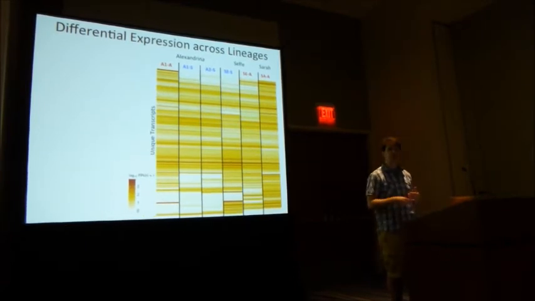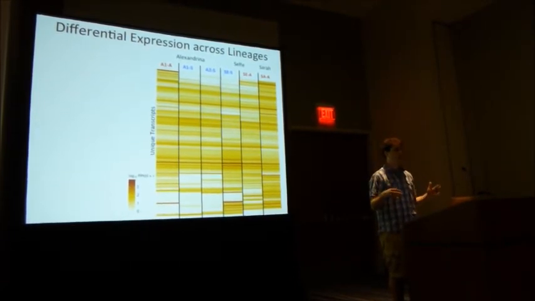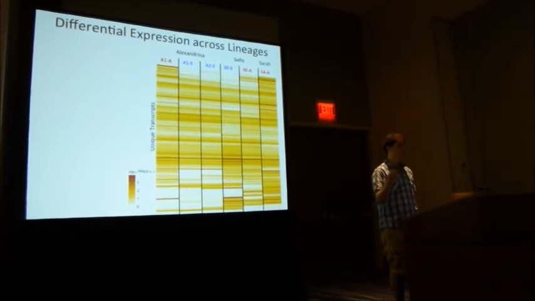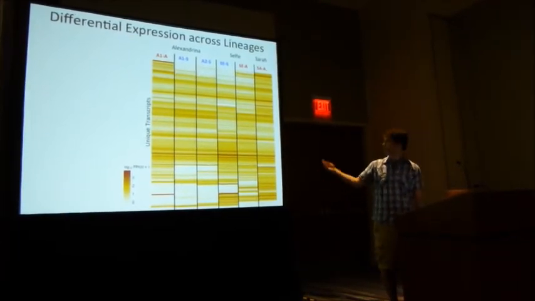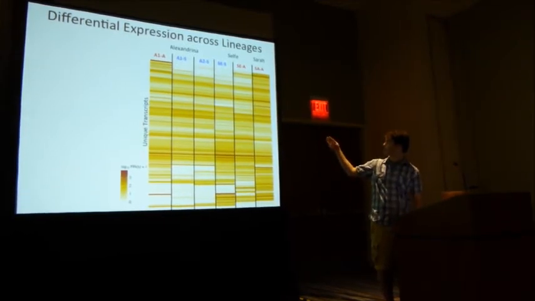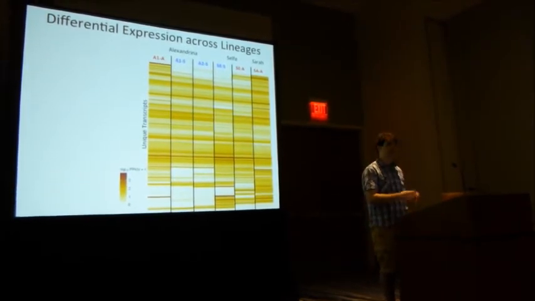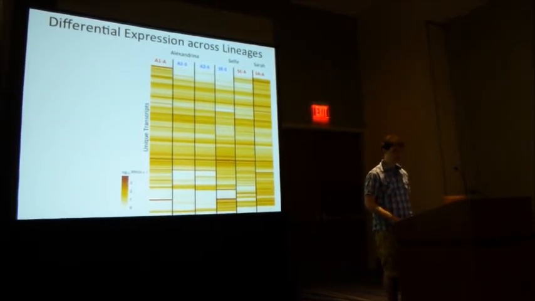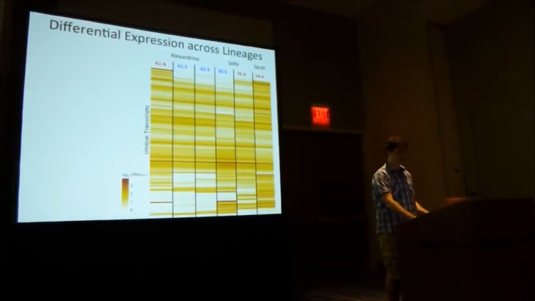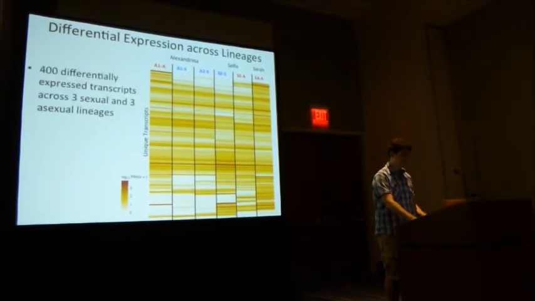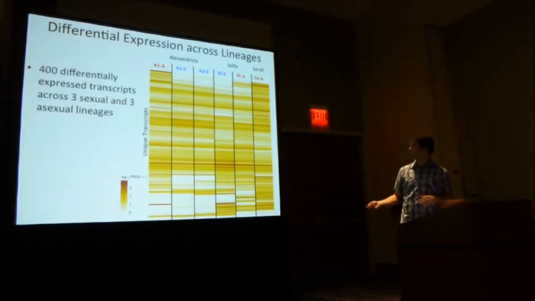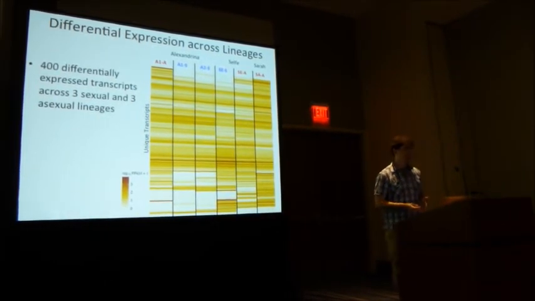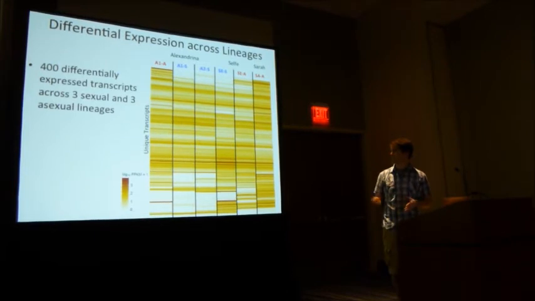And since we see a fair amount of variation in the amount of differentially expressed transcripts, we thought we'd look at the heat map again using lineages as conditions instead of sex versus asex, and we're able to kind of compare all of those together, or separately, I guess. And what I'm showing you here is a set of 400 significantly differentially expressed transcripts between these lineages.